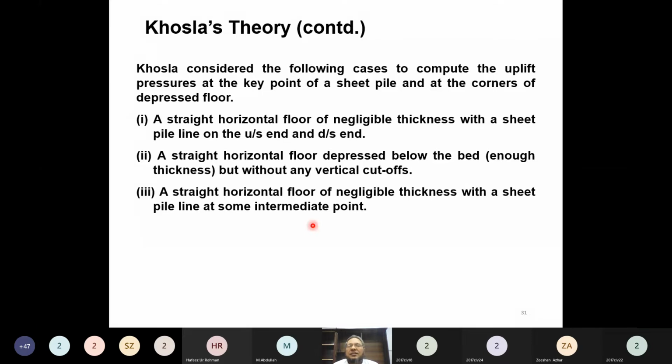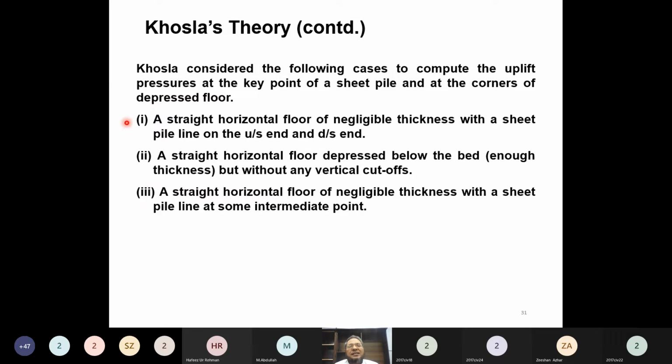अब हम खोसला ने एक सोल्यूशन दिया है ना. तो खोसला ने फिर क्या किया है कि ये जो uplift pressure compute करना है at key points on a sheet pile and at corners of the depressed floor, वो कैसे करना है? So he has given that one in 3 cases. उसने 3 केस बना दिए. The case number 1, 2 and 3. Let's see what is the case number 1.